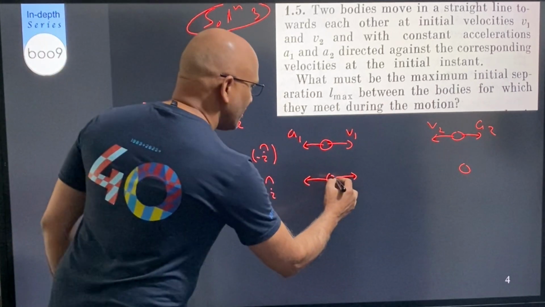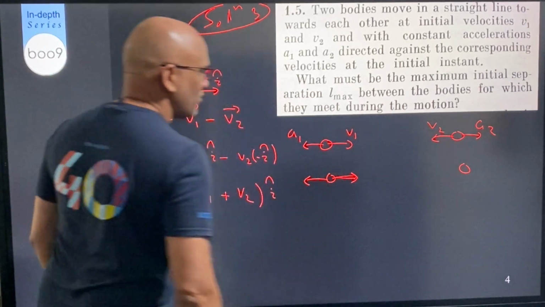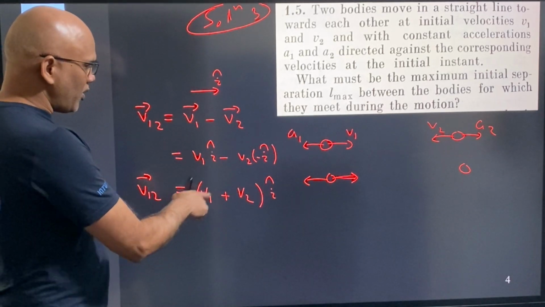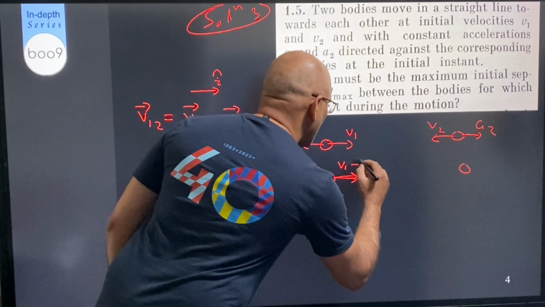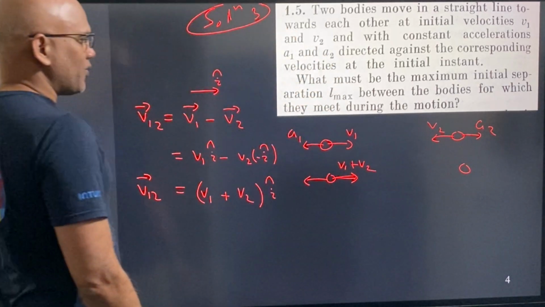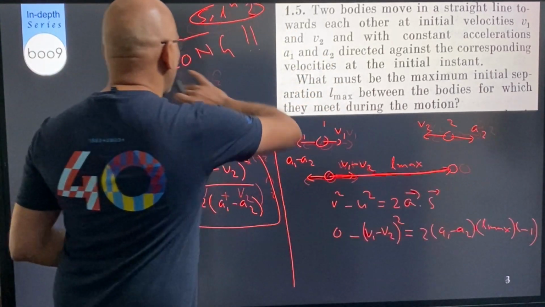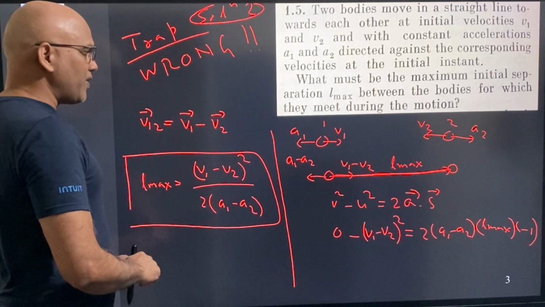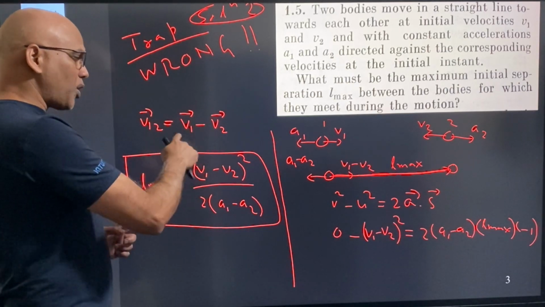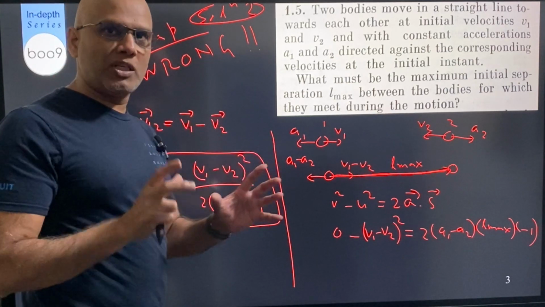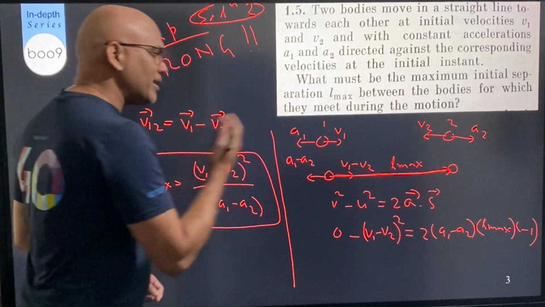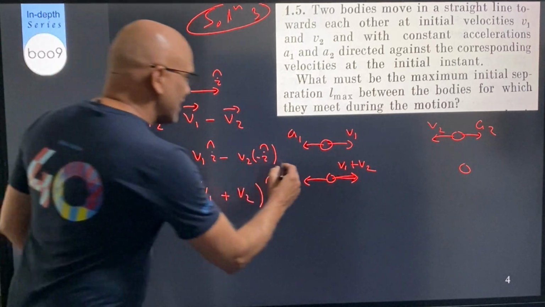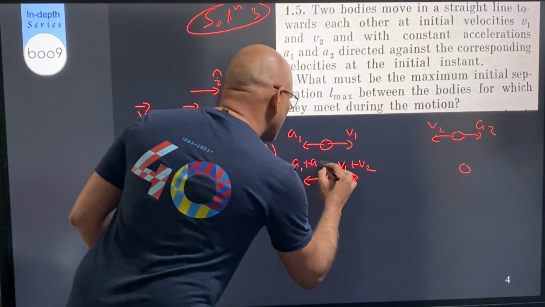So if I note that as the positive direction, the magnitude of V12 is going to be V1 plus V2. V1 plus V2, right? This is the mistake that I had made earlier. Instead of writing V1 plus V2, I had written V1 minus V2 just by looking at this formula. But I didn't take the direction into account. That's where I went wrong here. That was a silly mistake. Similarly, this is going to be A1 plus A2.